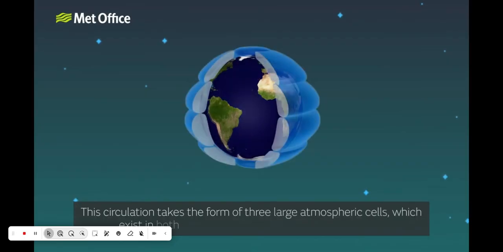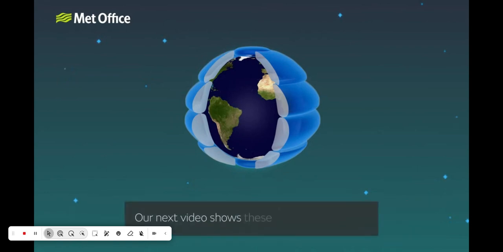This circulation takes the form of three large atmospheric cells which exist in both northern and southern hemispheres. Our next video shows these cells in more detail.